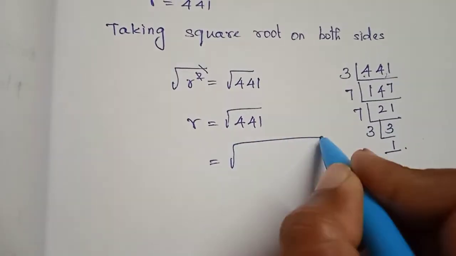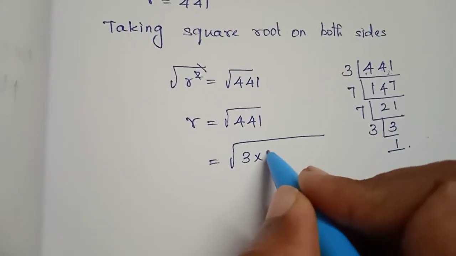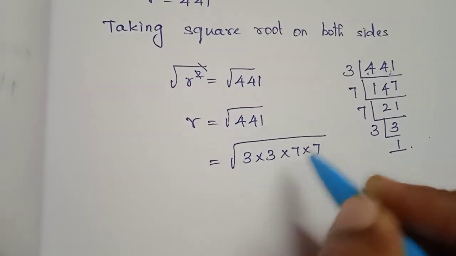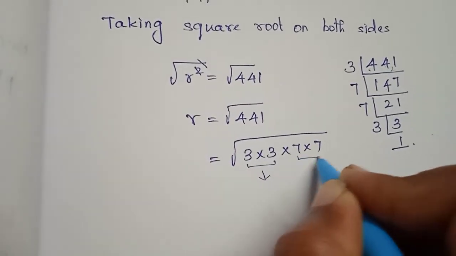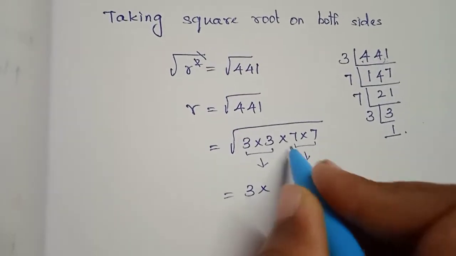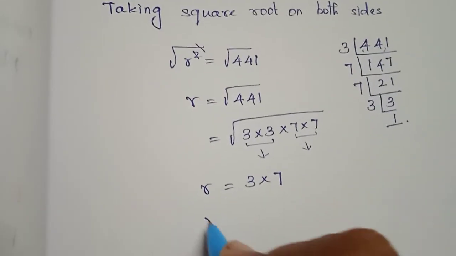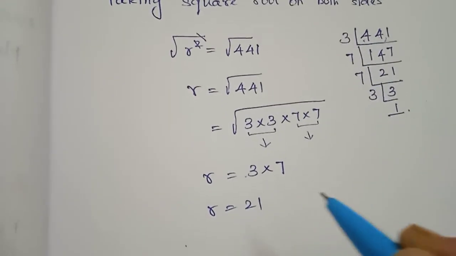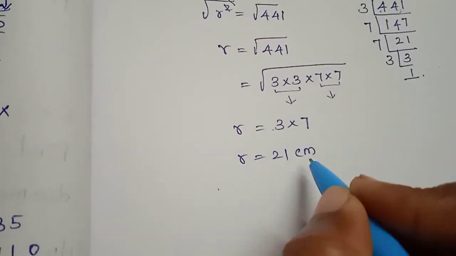So we can write it as 3 into 7 into 7, just interchanging this 3 here. Square root means out of two equal numbers we have to take out one number. That means here, out of these 2 sevens we are taking out 1 seven. Therefore r equals 3 sevens are 21. And it is given in centimeter, so we can write r equal to 21 centimeter.